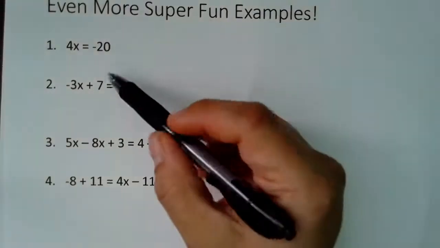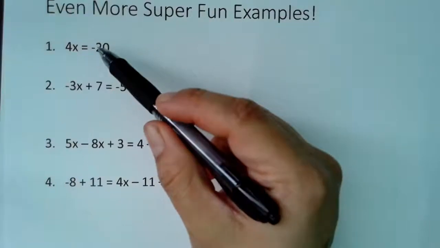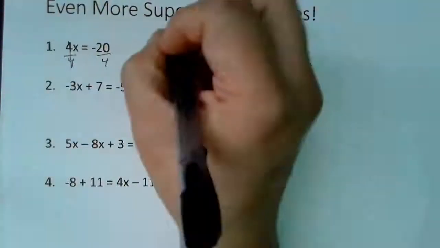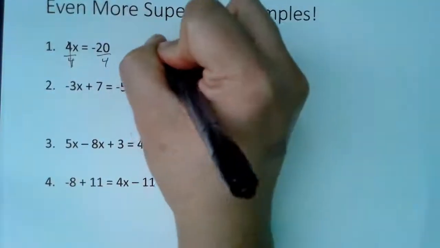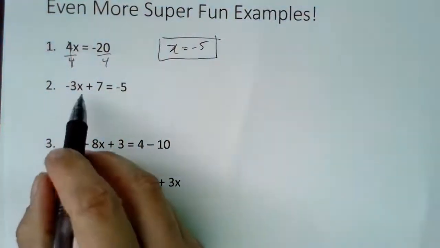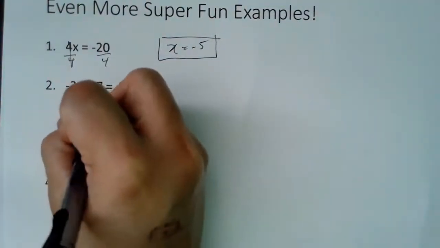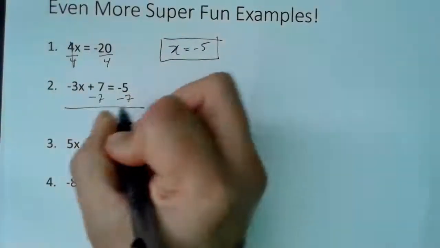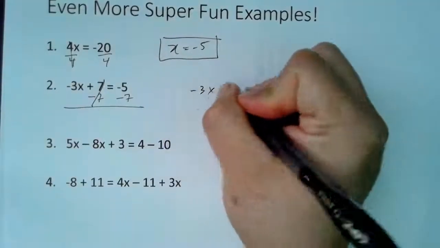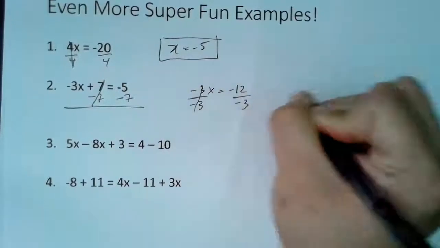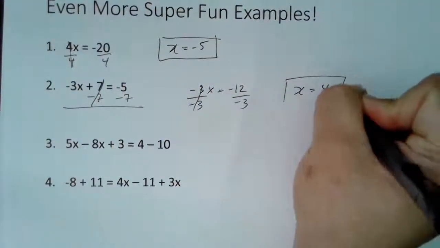Okay, so here we go. 4x is equal to negative 20. If we divide both sides by 4, that effectively cancels that out, and you get x is equal to negative 5. So here we have negative 3x plus 7 is equal to negative 5. So we subtract 7 from both sides. Negative 3x is equal to negative 12. Divide by negative 3. We get x is equal to 4.